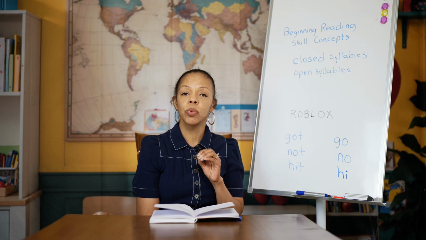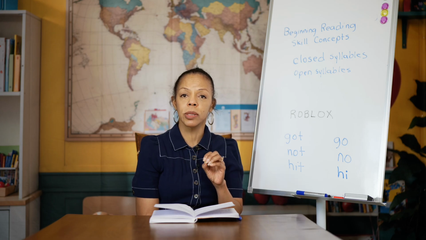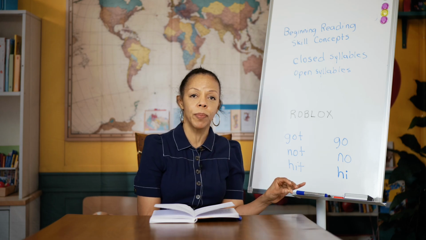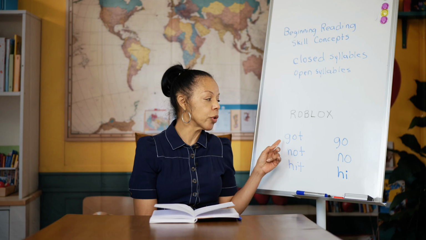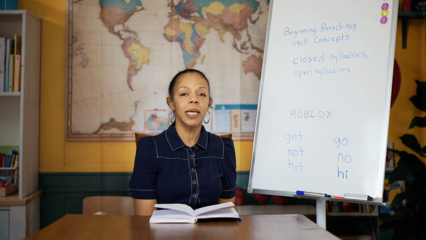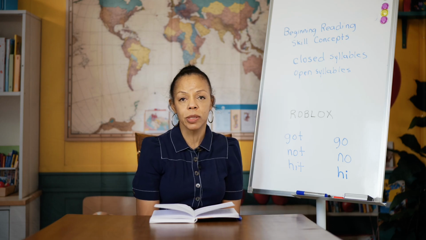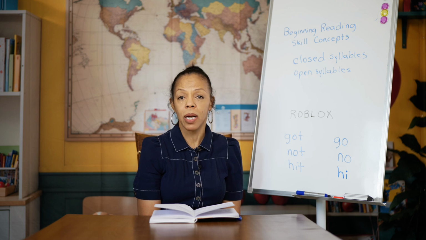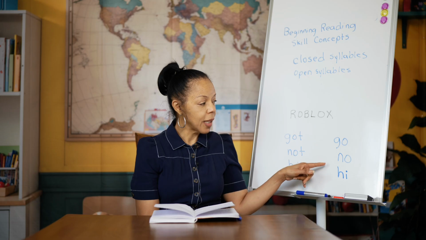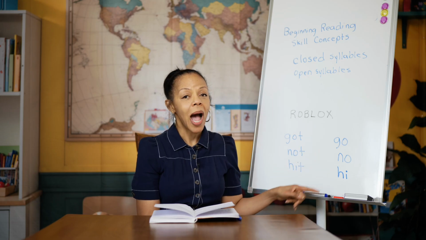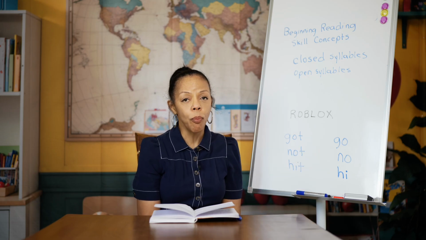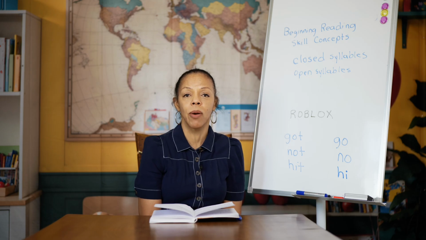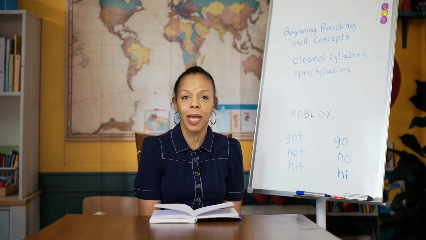Okay, and so in teaching children about syllables and those one syllable words, it's important that we teach them which words have closed syllables and which ones are open syllables. So the words got, not, and hit are examples of closed syllables, meaning that the vowel is followed by a consonant and the vowel sound is short. Unlike go, no, and high, those words are open syllables, and those words end in a vowel, and the vowel is long or saying its own name.